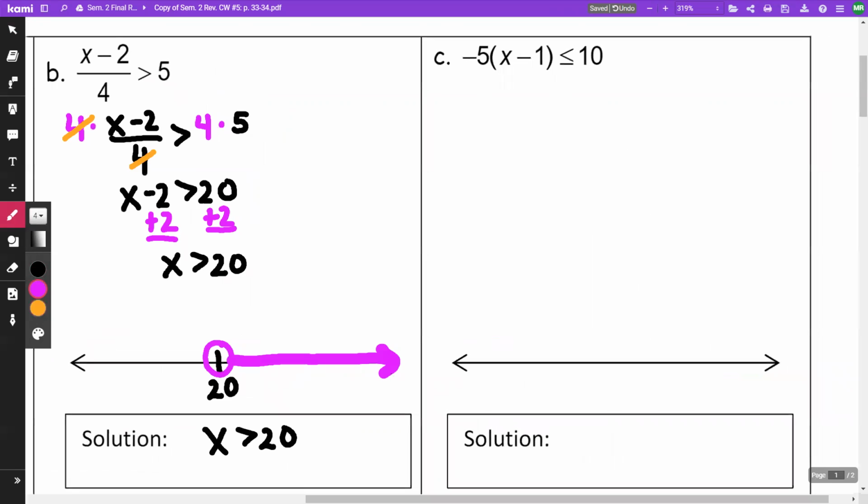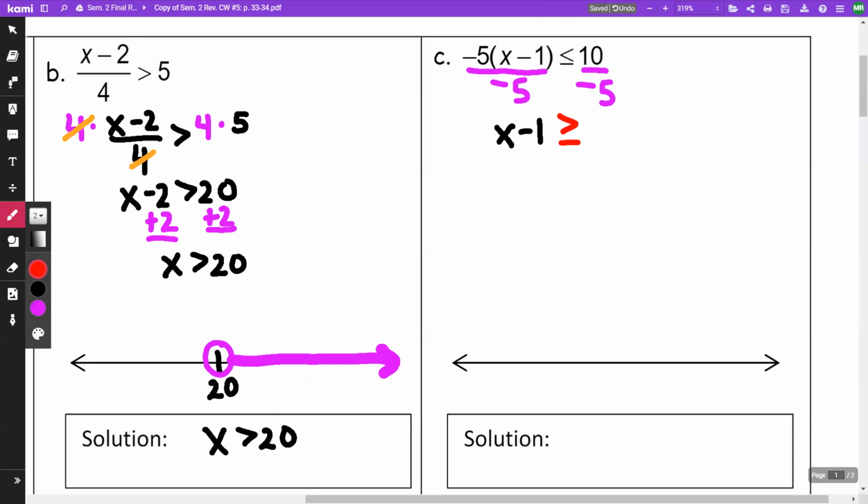On C, in this situation, I can either distribute my -5, or I actually could divide this side by -5 and this side by -5. Now, when I divide by a negative, well, first off, when I divide by a -5 on both sides here, this time I'm going to get x minus 1. Because I'm dividing by a negative, I am going to change the direction of my inequality.